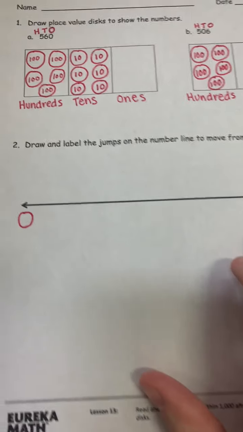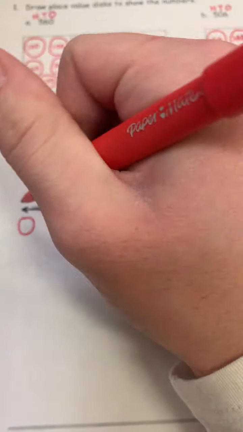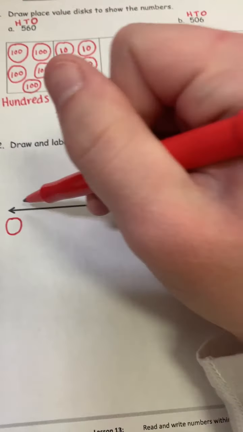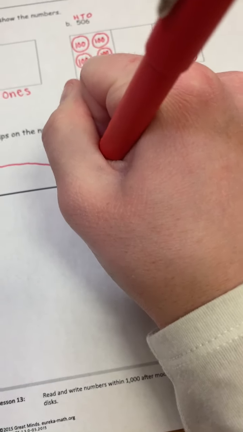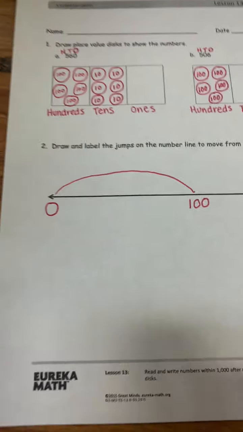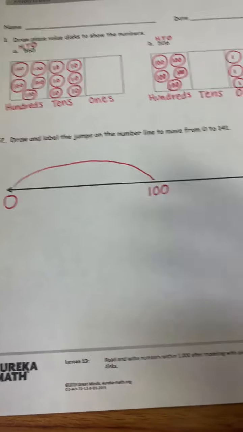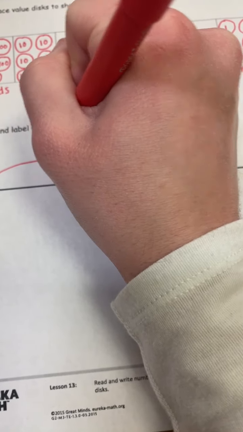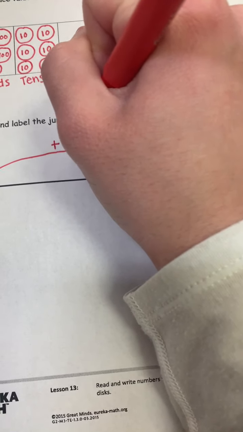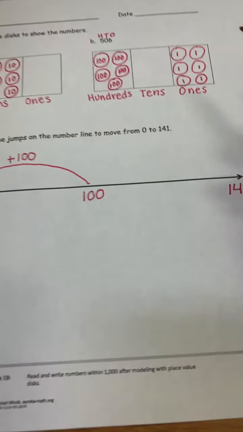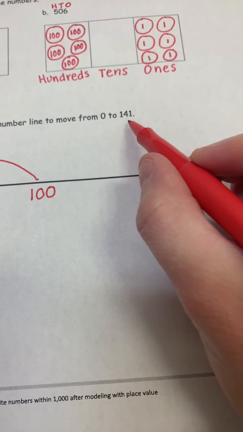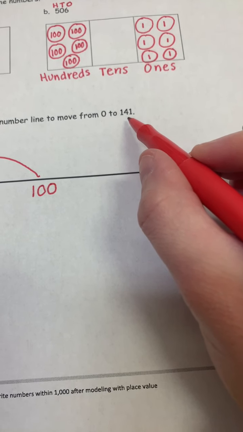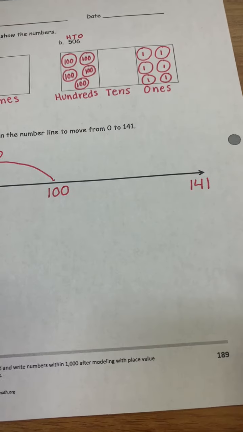So one way we can go about doing this is we can go 0 and we can make a big leap here and get to 100. So from 0 to 100, we added 100. So we are good with our hundreds place. Now let's work on our tens place, which was 4, so 40.